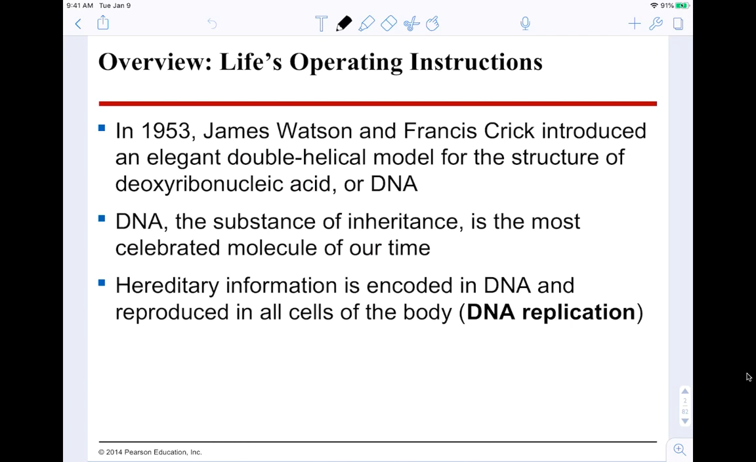So hereditary information is encoded in DNA and reproduced in all cells of the body. This is called DNA replication, literally the process of replicating or making more of our DNA. We've talked about this previously when we discussed the S phase of the interphase step of the cell cycle, where we replicate the DNA to have two sets of DNA. So when those cells split, there's enough DNA for each of the cells to survive. Now we're going to look at that process and what happens.